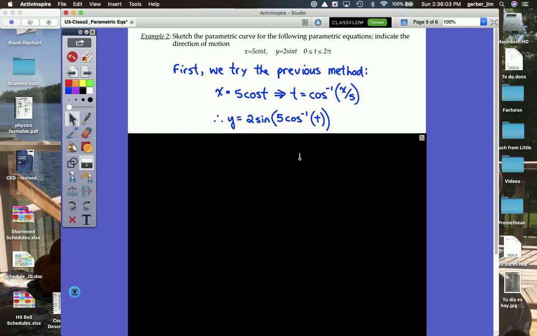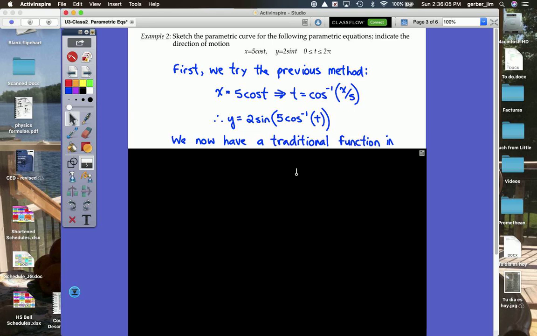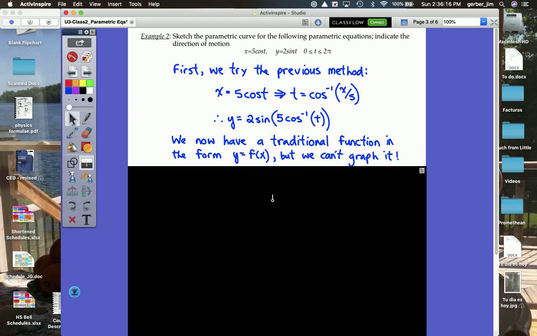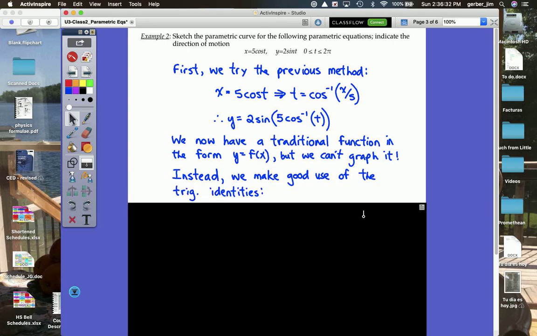Well, this is good. It's a traditional function. We have y in terms of x. Problem is, we have no idea how to graph this. This is even harder to graph than these would have been. And so, in this case, eliminating the parameter didn't seem to help us very much. Now, we could go back to a table of values, but we've already talked about some of the problems with that. So instead, we try to see if there's a clever way that we can use trigonometric identities to help us with this.